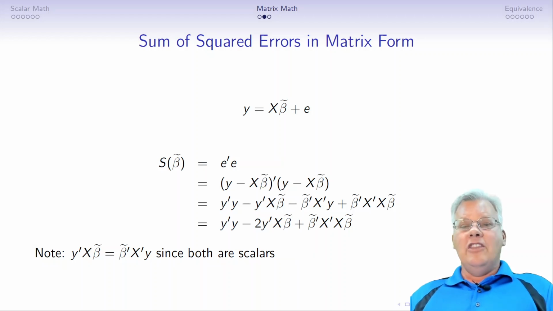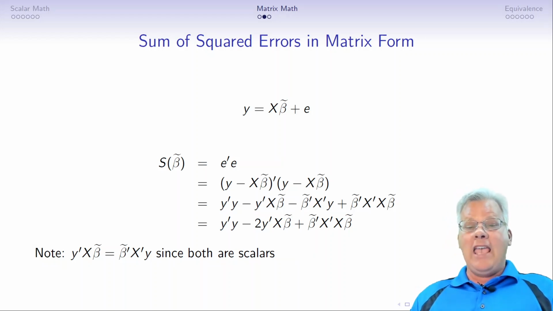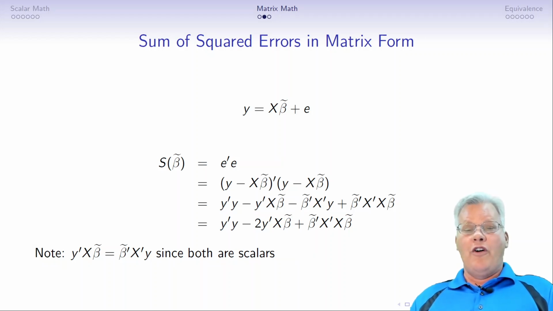Now, given the definition of the equation y equals x beta tilde plus epsilon and the definition that I have for the regression residuals from the previous slide, I can re-express the sum of the squared residuals in terms of y and x. So here I substitute in the definitions of e and e transpose and then multiply these terms.